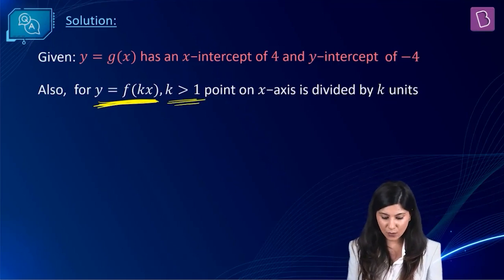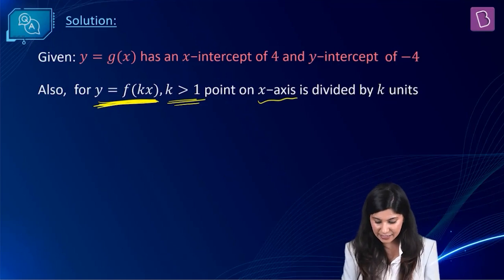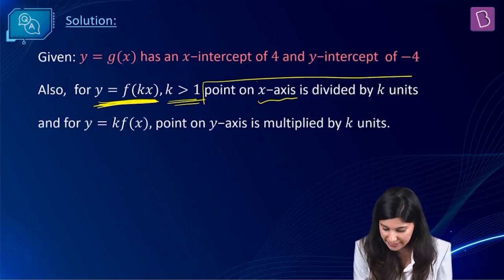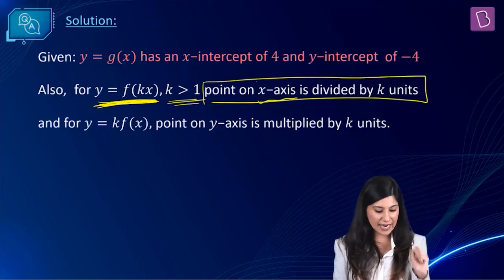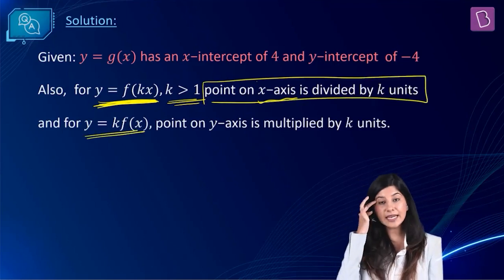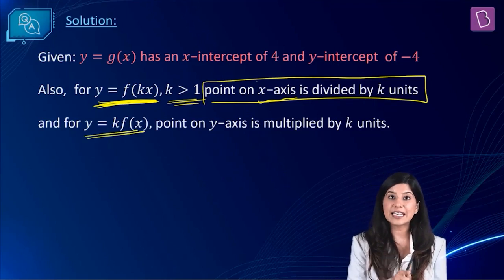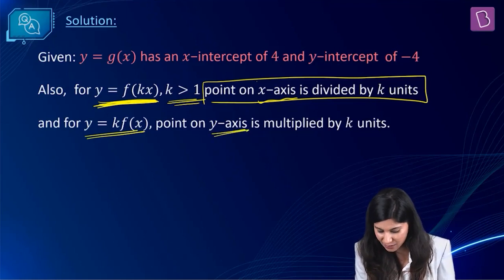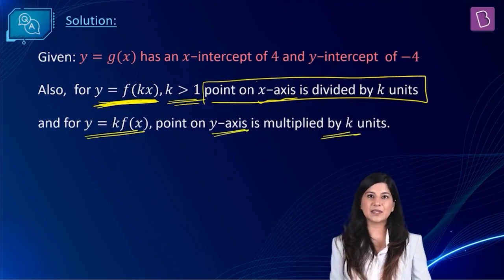Yes, for k greater than 1, the point on the x-axis is divided by k units. Right. And if I talk about y equal to k times f of x, now the function is getting multiplied with a quantity k, then the y-axis points will get multiplied with k units, right?